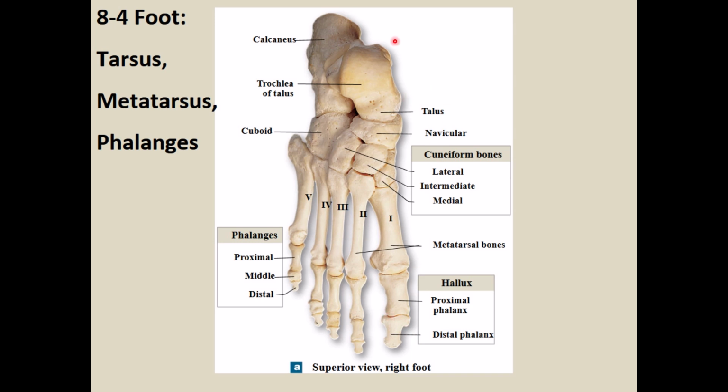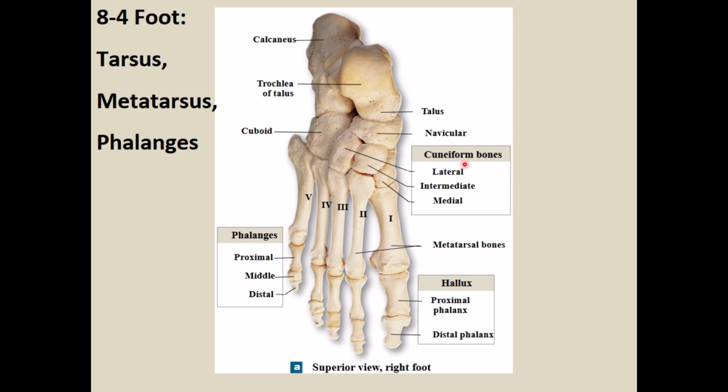The one that's located superiorly is called the talus, and that articulates with the tibia and also partially with the fibula. Below that is the calcaneus. This is the heel of the foot. Anterior to that, you have the cuboid, which is located laterally, and you have these bones that are located medially. The navicular articulates with the talus, and then anterior to the navicular, you have these 3 bones.